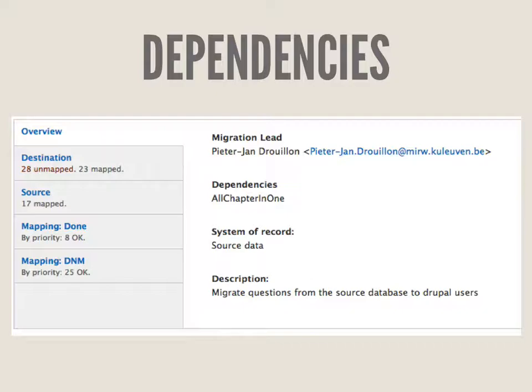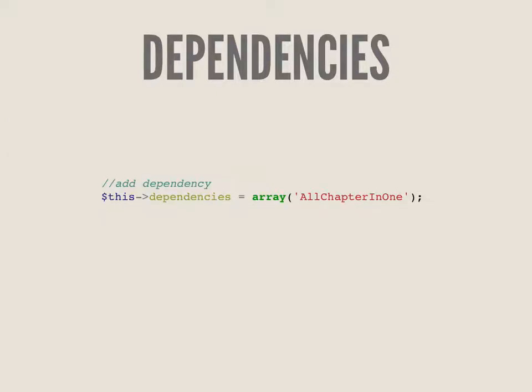How do you add the dependency? Really easy, again in the constructor. You add an array of all the migrations your migration depends on, in the dependency attribute. That's all you have to do. So really easy.